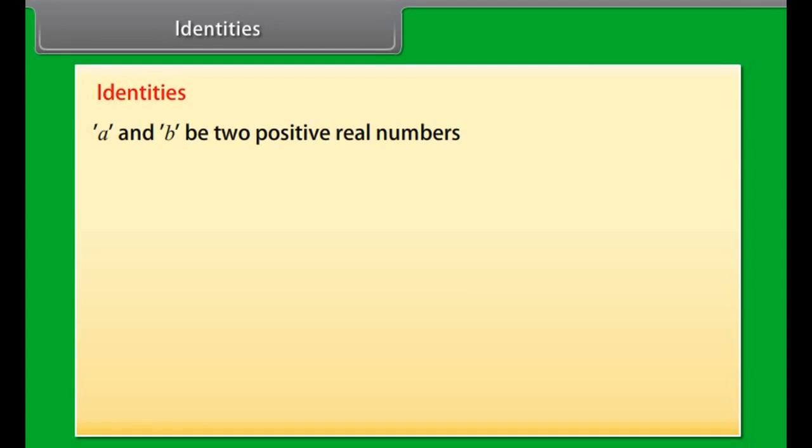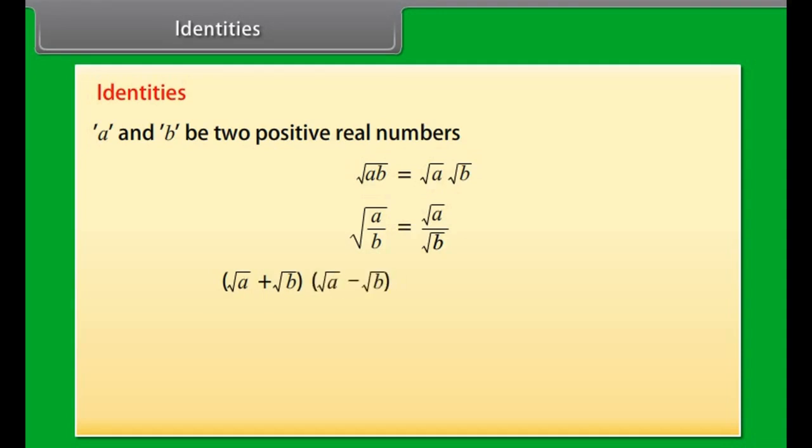Let a and b be two positive real numbers. Then square root of ab is equal to square root of a into square root of b. Square root of a divided by b is equal to square root of a divided by square root of b. Square root of a plus square root of b multiplied by square root of a minus square root of b gives a minus b.